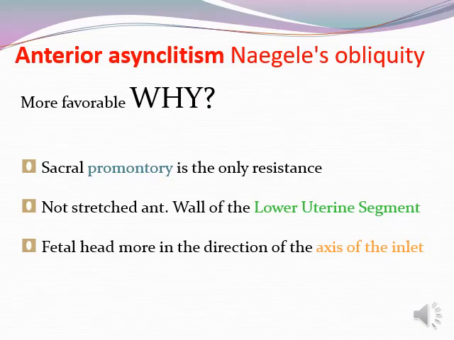We have to know whether anterior or posterior asynclitism is better. Anterior asynclitism has a favorable prognosis simply because the sacral promontory is the only resistance the head has to pass in order to enter the pelvis, and there is less stretch on the anterior wall of the lower uterine segment, so the possibility of uterine rupture is less. And thirdly, the fetal head is more or less in the direction of the pelvic axis, so the prognosis of anterior asynclitism is much better than that of posterior asynclitism.